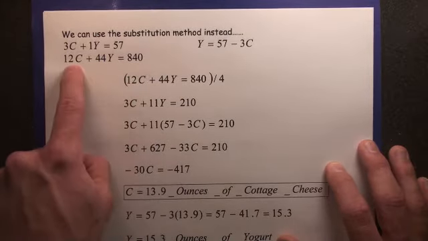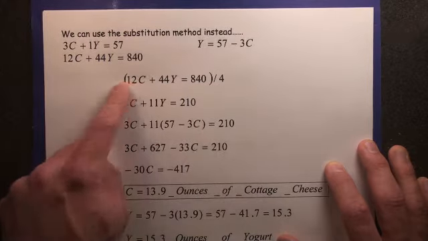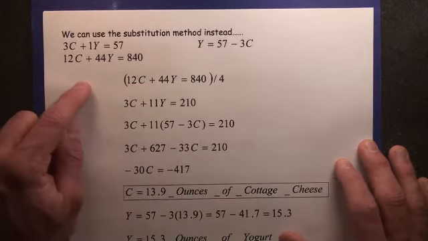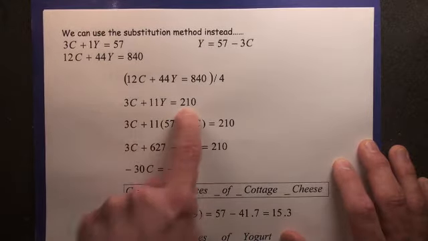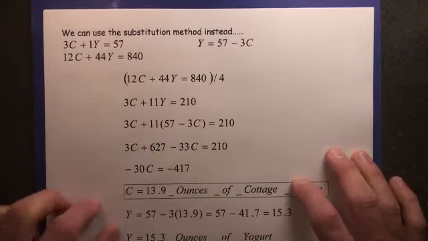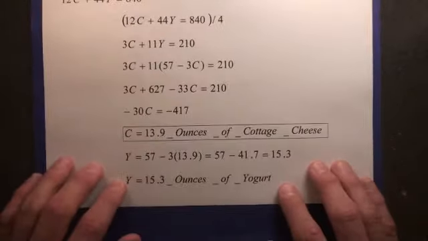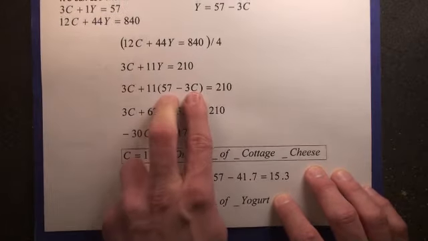Notice how in the second equation, we could divide everything by 4. In fact, we could have done that for the elimination method in the first one. But you could divide everything by 4, and you get 3c plus 11y equals 210. That's just dividing by 4, divide by 4, divide by 4. So it's no big deal, but you can do that. Now you make your substitution. 57 minus 3c goes in for y.